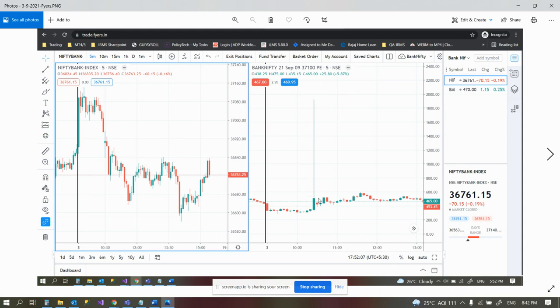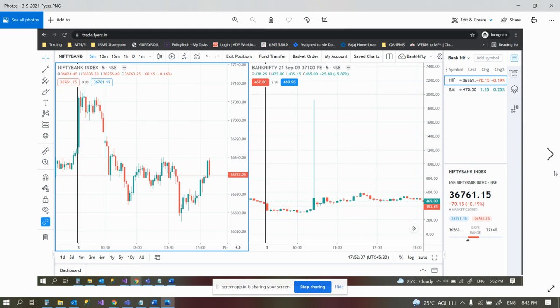But this is what is happening even after SEBI has introduced many rules, intraday margin rules, and on top of that, the per order execution quantity is 1200. Even after that, we are able to see this kind of thing.